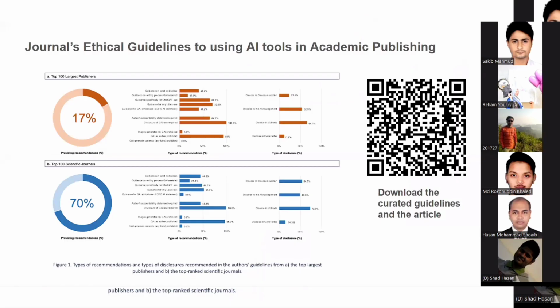As you can see, what is the 70% and what is the 17%? That 17% of journals only focused on banned AI content.